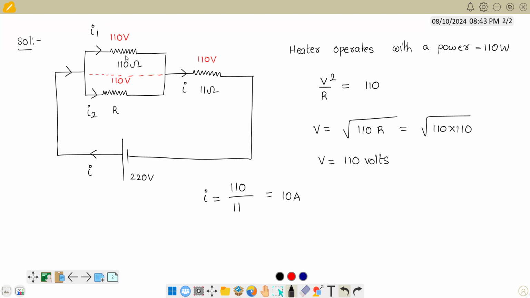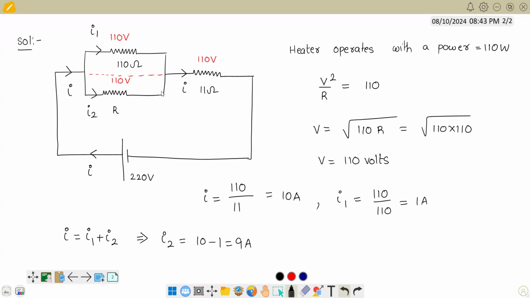And with this information, we can even find what is I1 also. I1 equals to 110 by 110. So it would be 1 ampere. From this figure, it is very clear that I equals to I1 plus I2. Since I equals to I1 plus I2, we can write I2 equals to 10 minus 1. So it would be 9 amperes. So we got I2 value as 9 amperes.